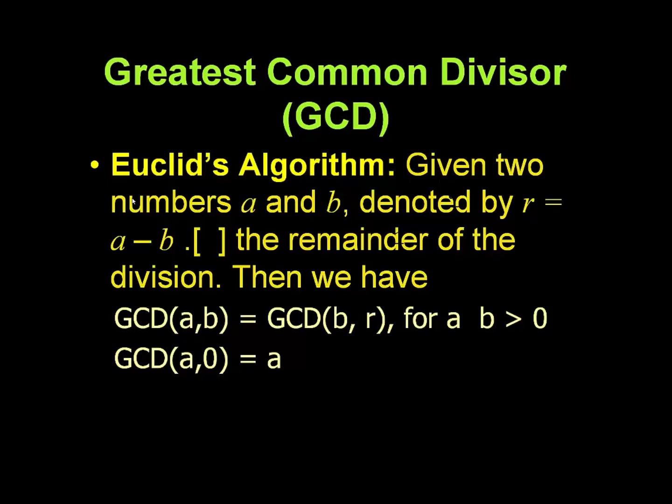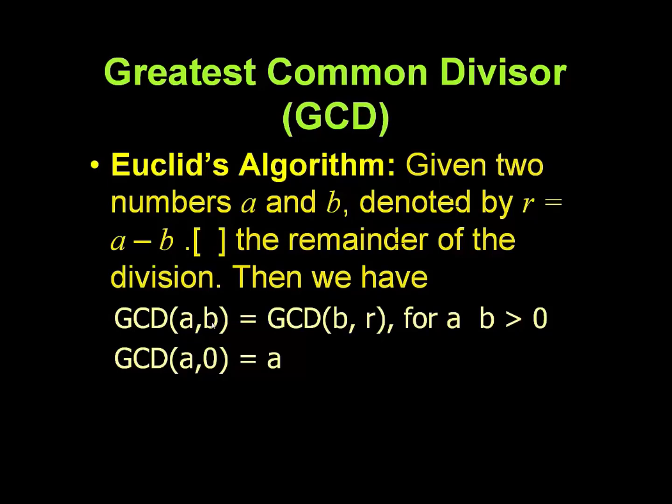So the first example, we have this algorithm called Euclid's algorithm. So the idea is that you want to find what's called the greatest common divisor or the highest common factor. So given two numbers A and B, you can denote the remainder as R, where R is the remainder of A divided by B. Then we can express GCD of A and B as GCD of B and R. So essentially the B comes over here and R is the remainder of A divided by B.